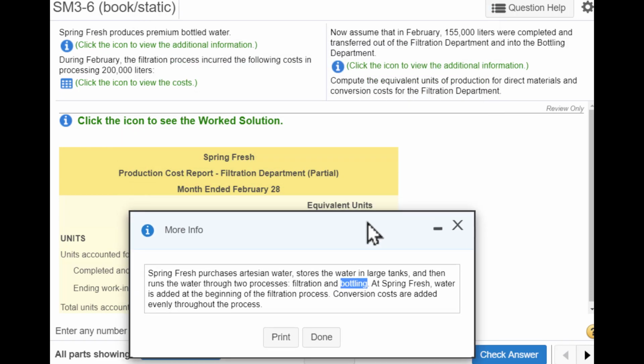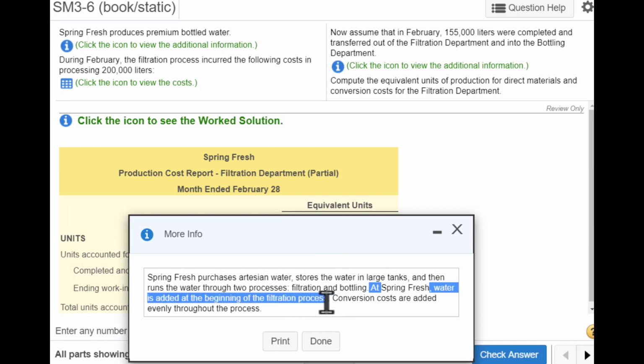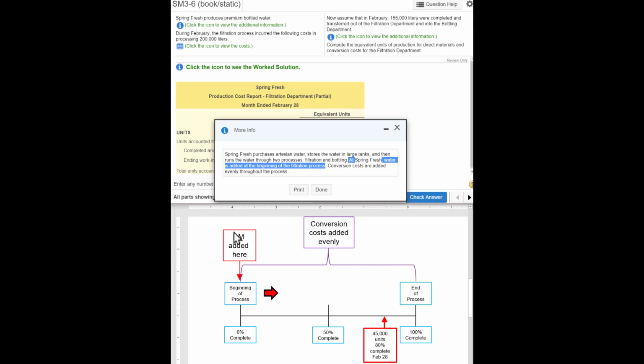So notice here we're working on a production cost report for just the filtration process, also known as the filtration department. At Spring Fresh, water is added at the beginning of the filtration process. So down here I've shown us our process. Here's the beginning of the process, here's the end of the process. In this case the process is the water being filtered. So DM stands for direct materials. In this case it's the artesian water. So the artesian water is added at the beginning of the process and then the filtering begins.